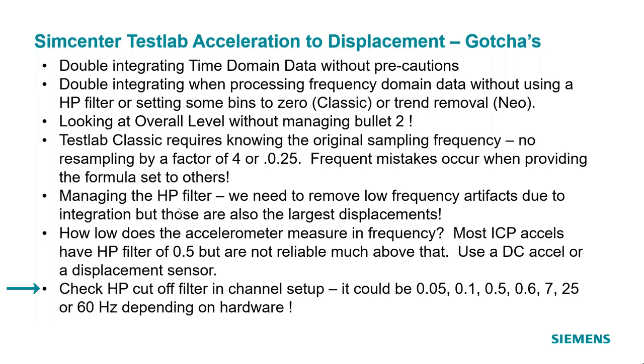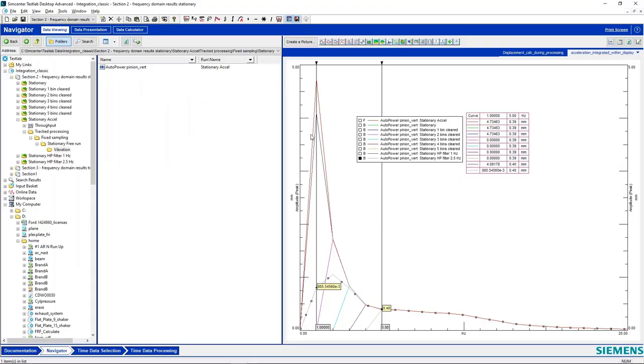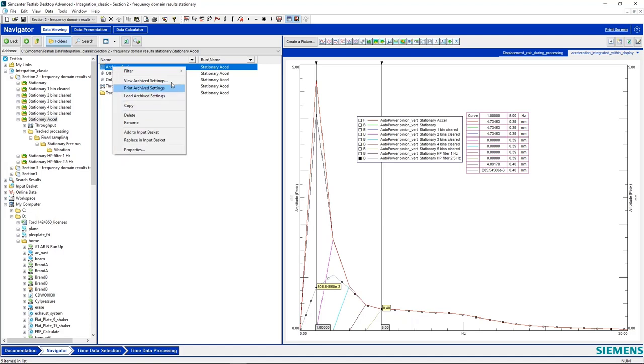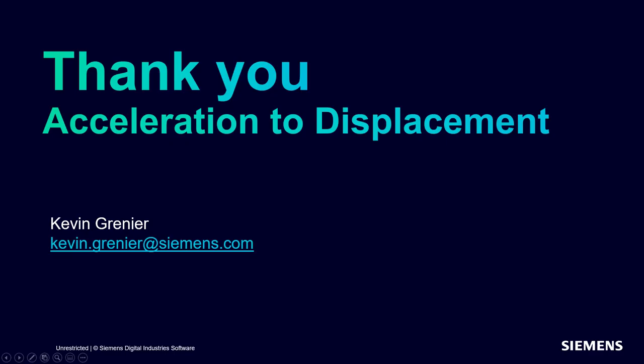If you've already measured the data, when you go into a run, I can look at the archive settings, and I can show this here. So here's an example of a run. And if this was an acquisition run, you would see an option for viewing the channel setup or loading the channel setup. So anytime you measure a run, we save the archive settings, at least in Classic, and then you can right click and view the channel setup after the fact by looking at these archive settings. And that way you can see what high pass filter was used during the test. That is all I had.